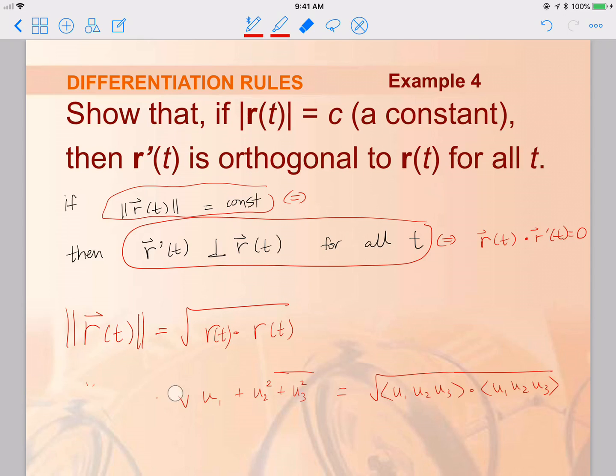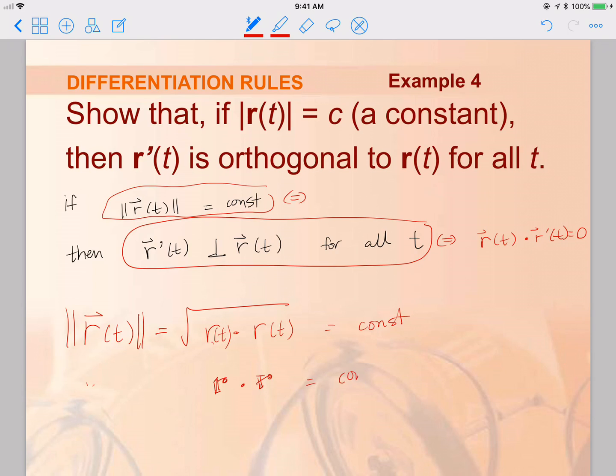So if the magnitude is constant, that means that the square root of r dotted with itself is some kind of constant. So that means that r dotted with itself has to be a constant, right? Because of constant squared, if we square both sides here. So r dotted with r is a constant squared. That's just another constant, not necessarily the same constant. You get what I'm saying here?